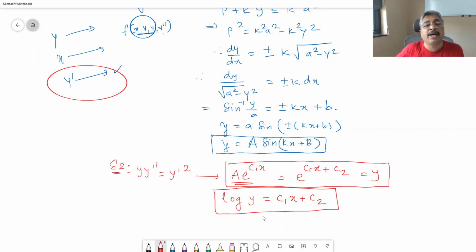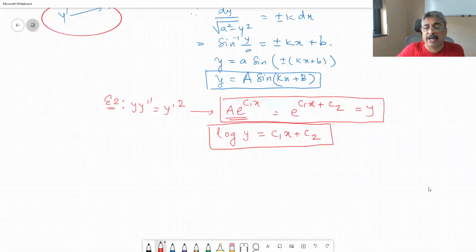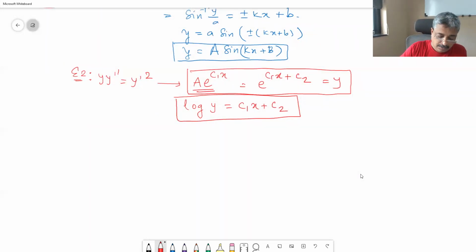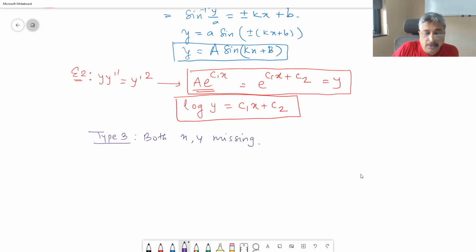Now the last type that we have is both x and y are missing. Type 3. Both x and y are missing. So the equation essentially will look like both x and y are missing.